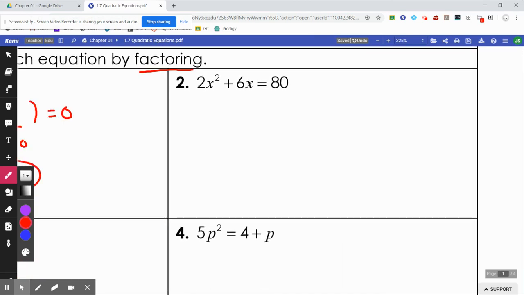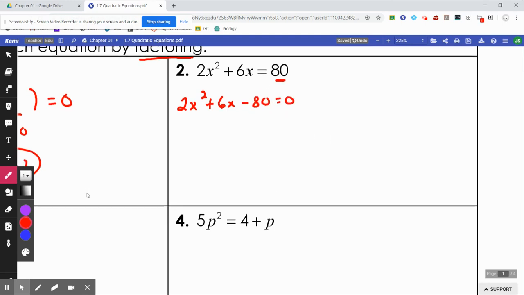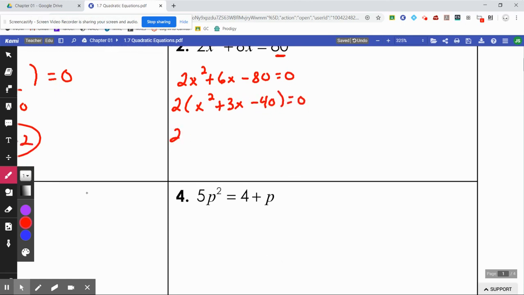Again, it has to equal 0. So if you have something on the other side, move it over. 2x squared plus 6x, move it over to the left by doing minus 80. Another word of advice, if there's a greatest common factor, pull it out first. So you have a 2 present in every one of these terms. So we're going to do 2 parentheses x squared plus 3x minus 40 is equal to 0. Factor the parentheses, gives you x and x, multiplies to give you 40, adds to give you 3, would be a positive 8 and a negative 5.